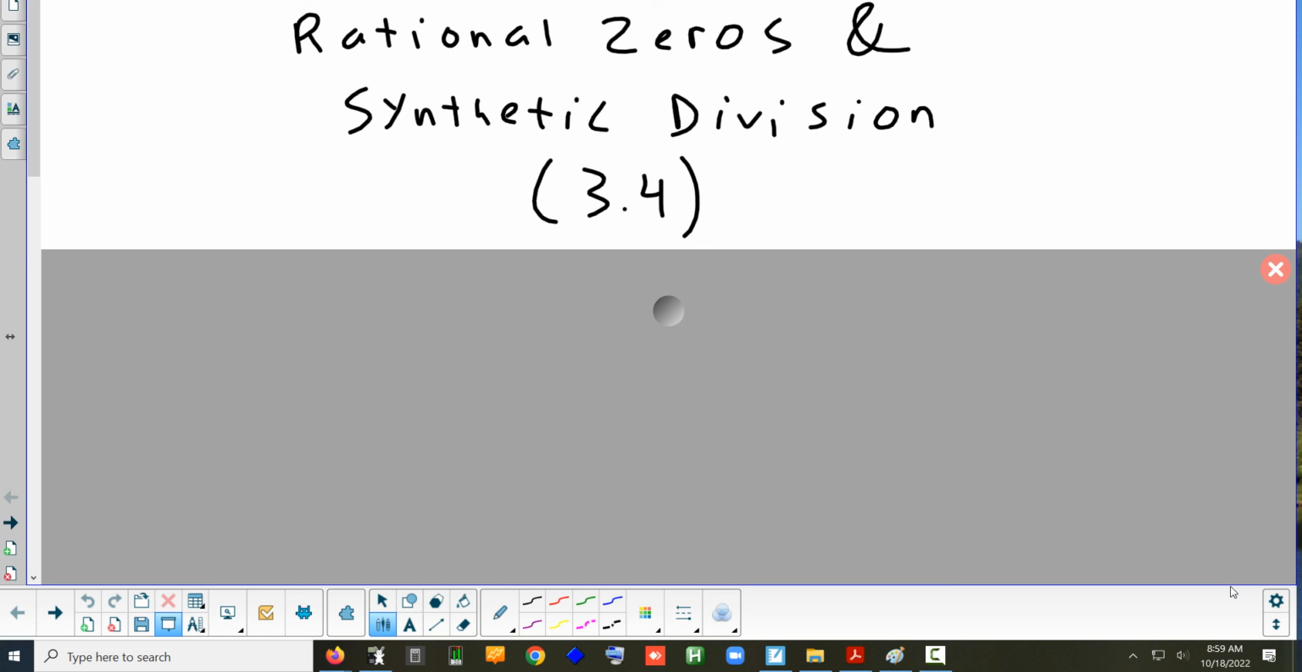So today we're going to look at 3.4, which really looks at two things. One is a faster way to do division, but it only works some of the time. And the other thing we're going to look at is how can we find all the zeros, all the roots in a problem, as long as they are fractions.